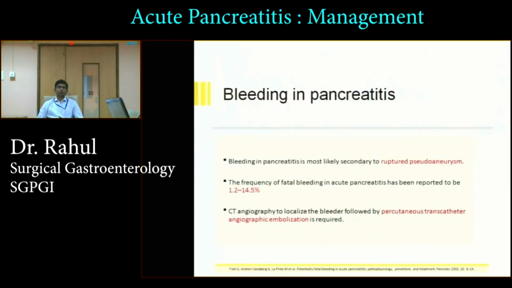If there is bleeding in pancreatitis, it usually results from a ruptured pseudoaneurysm. The frequency of fatal bleeding in acute pancreatitis has been reported to be 1.2 to 14.5%, especially in severe acute pancreatitis. In these patients, CT angiography is usually done, if the patient is stable, to localize the site of bleeding, and percutaneous transcatheter angiographic embolization is usually effective in containing bleeding from ruptured pseudoaneurysms in acute pancreatitis.